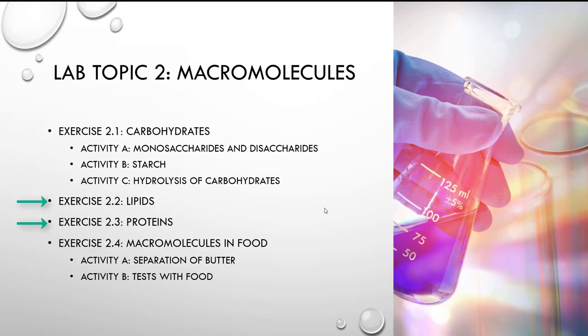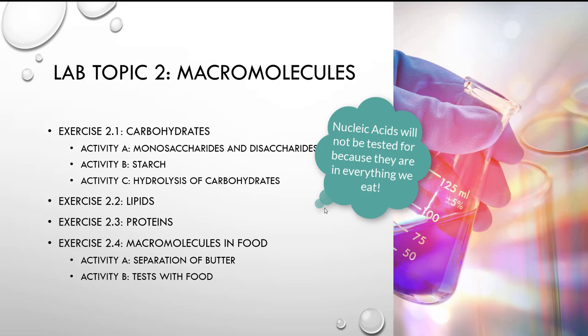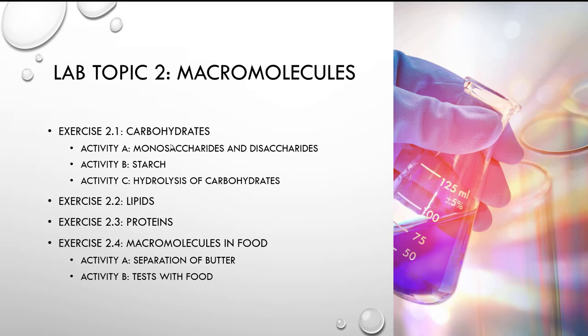Notice we won't be talking about the 4th macromolecule category, the nucleic acids. That's mainly because it's in everything, all of our foods, so we can't really test for it. But we're going to take a look at how to test for basically simple sugars in our foods, starch in our foods, lipids, and proteins in our foods. Then we're going to take some common household foods and test for the different macromolecules in those foods. So that's what the lab will be for this week.